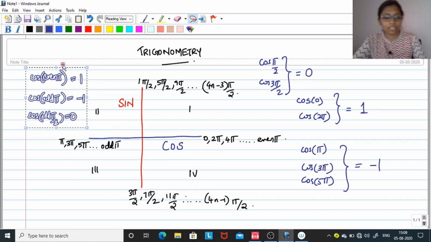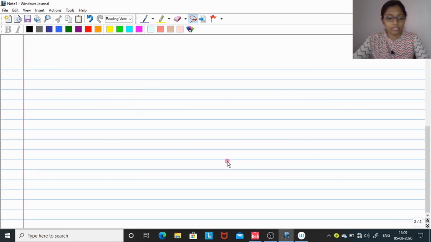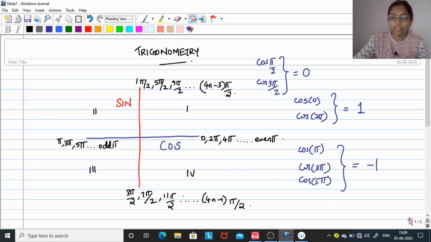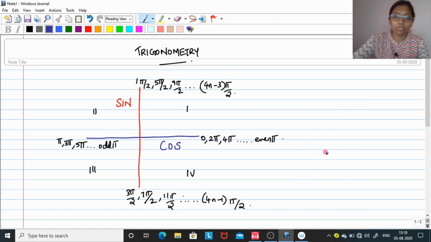Let me stick it in the next page, so at the end of the session we can just analyze it. Okay, so that's all with cos. So I hope you can now get the value for cos taken for any bigger number. Like what will be cos 1000 pi? Definitely 1000 is an even number. So it is like cos even pi, the value will be 1.